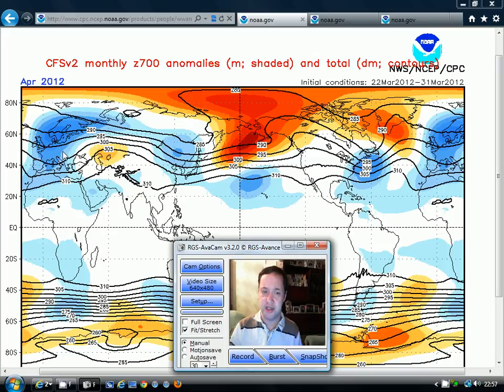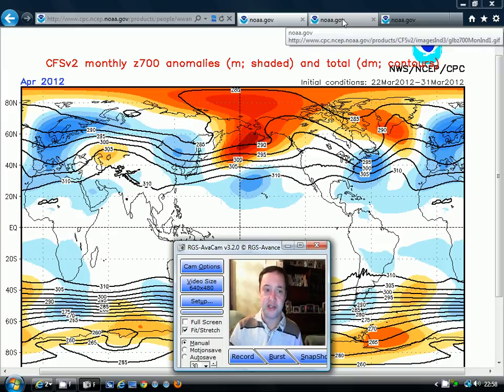I'm very pleased with this because it really was a good prediction indeed. This doesn't happen all the time. Don't expect the CFS version 2 model to get this correct all the time. It doesn't get it correct all the time, and this is certainly a very good prediction from the CFS version 2 model, but as I say, it doesn't happen all the time.